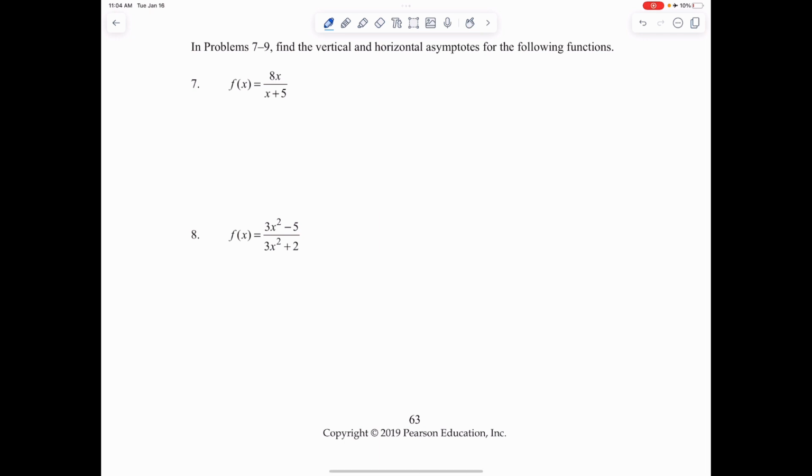Okay, find the vertical and horizontal asymptotes for the following functions. 8x over x plus 5. Now, how do we find our vertical asymptotes? We set our denominator equal to 0. So in this case, x plus 5 for our vertical equal to 0 means x equals negative 5.